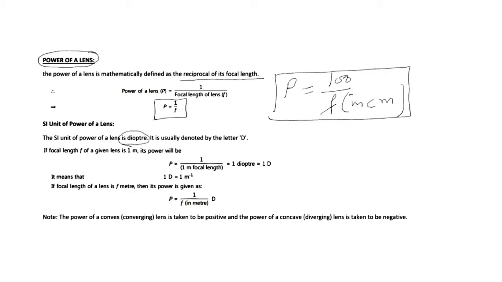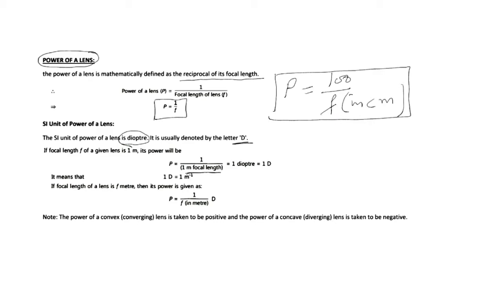Clear? The SI unit of power of lens is diopter. Clear? It is denoted by capital D. Fine. So how will you define one diopter? The power is said to be 1 diopter if the focal length of the lens is 1 meter.